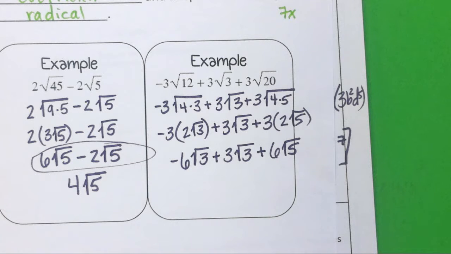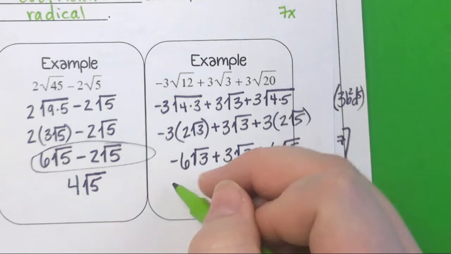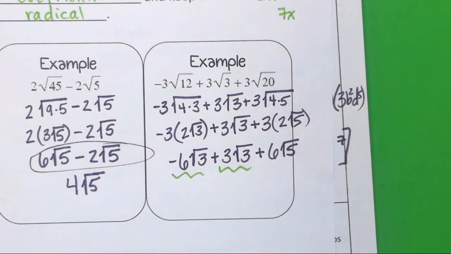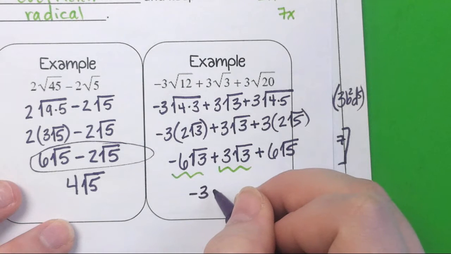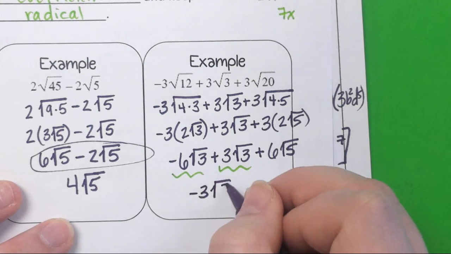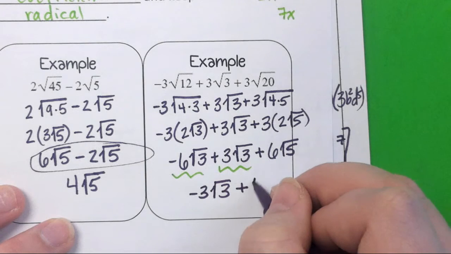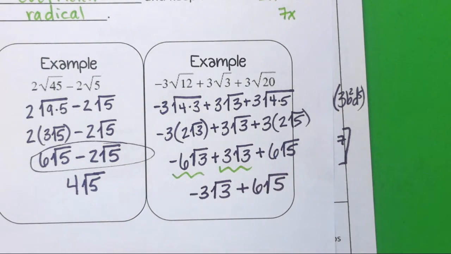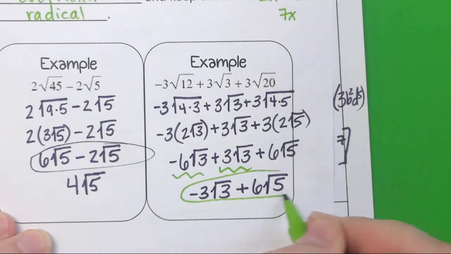Okay, which ones are alike? These two are alike, so we can combine them. What do we get when we combine them? Negative 3 square root of 3. And then I'm just going to bring down that plus 6 square root of 5. Why can I not combine those two? They're both 2's for the index, but they have different numbers under the radicand after we reduced. This is my final answer: negative 3 square roots of 3 plus 6 square roots of 5.